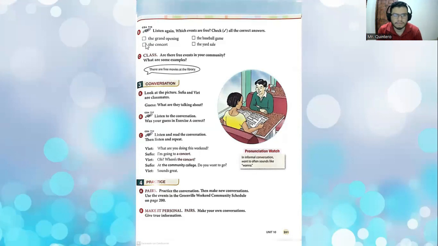Saturday night, Greenville's very own Zeebies are singing at the community college. The concert begins at 8 o'clock. Tickets are on sale now for $5. There's a baseball game Sunday afternoon at 1 o'clock. Greenville High is playing Lincoln High in Greenville Park, free with a student ID. And also on Sunday, there's a community yard sale at the community center, across from the fire station. People are selling old toys, furniture, and clothes.